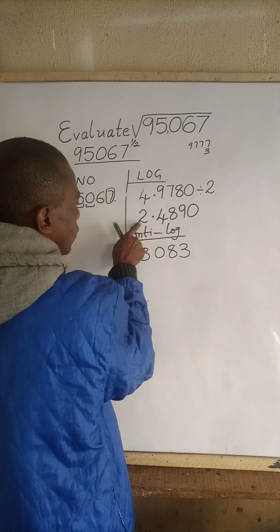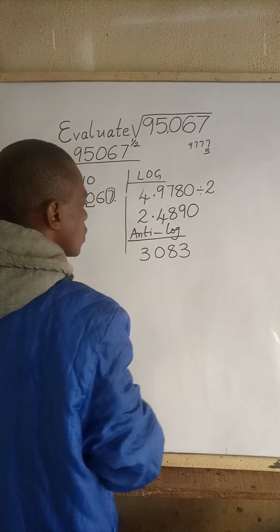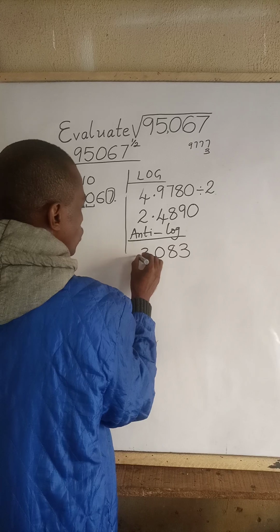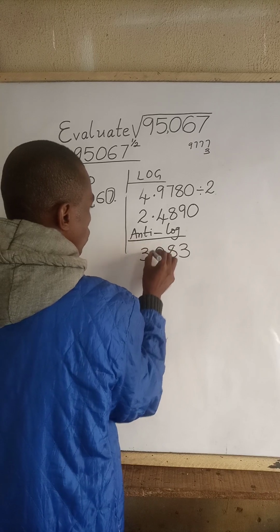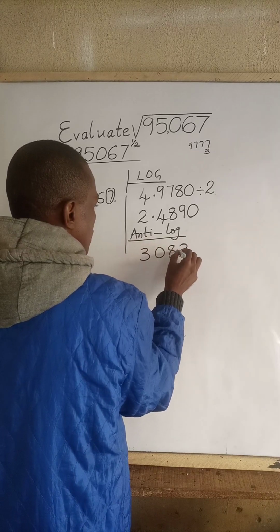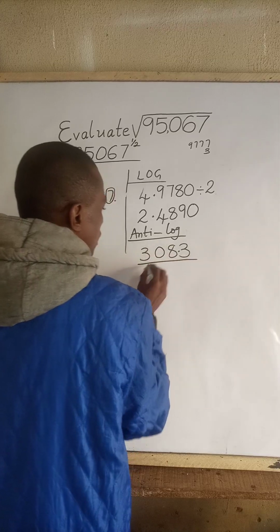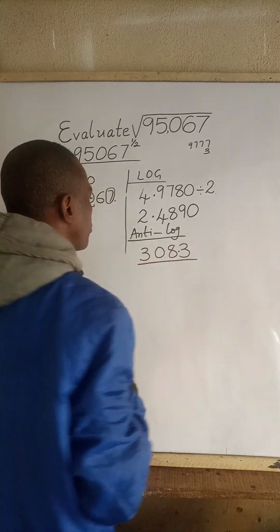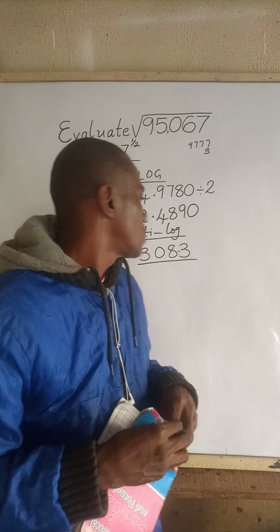I will add 1. So when I add 1, it will become 3. So the point will move this way. I will go like this: 1, 2, 3. So the answer to the question is 308.3.